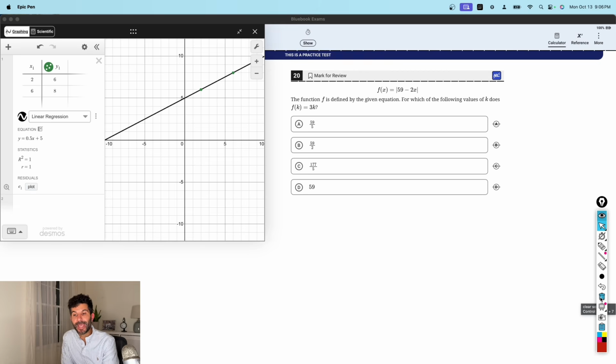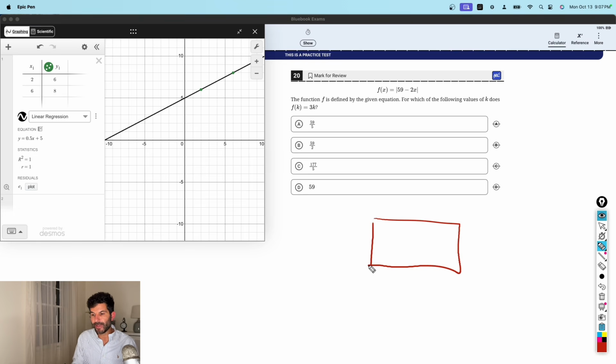Question 20. The function f is defined by the given equation. Let's take a look at that equation. f of x equals absolute value, okay, it's the first time we've seen this in this test, minus 2x. For which of the following values of k does f of k equal 3k? Okay, good question. Towards the end of the module, things are getting a little bit trickier, I guess. So this is a function, and it's giving me an input of k. So going back to our original example from module 1, we have this box, this machine, and the input in this case is k, and it's spitting out a 3k.